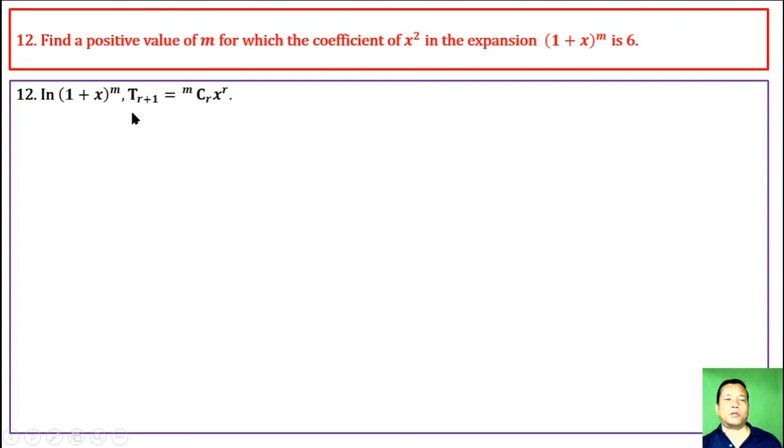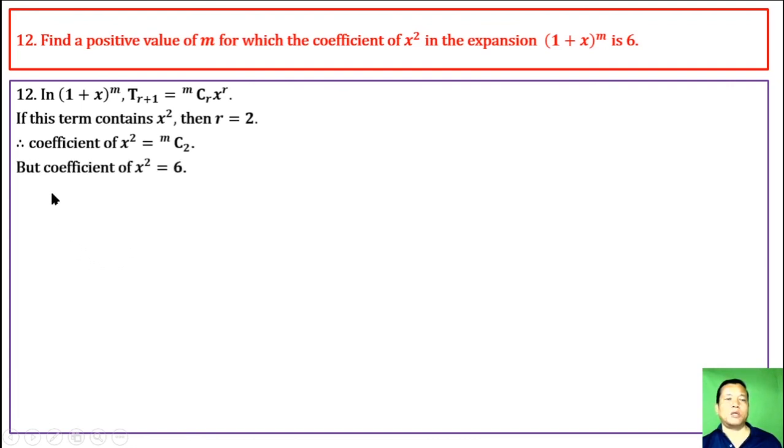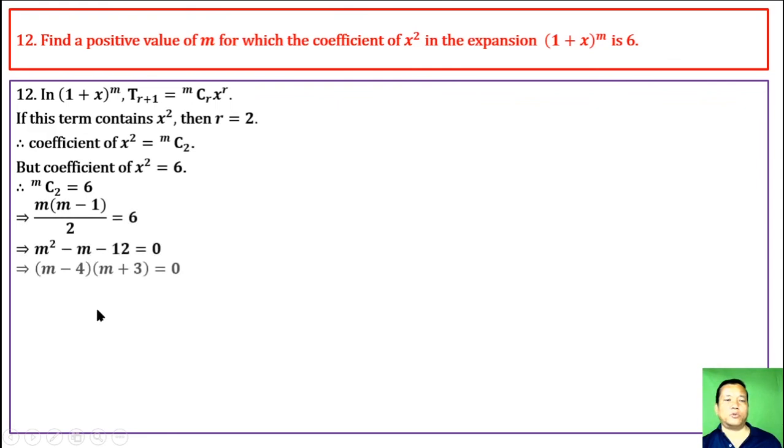We have T of r plus 1 is equal to mCr x to the power r. If this term contains x squared, then r should be 2. Therefore, coefficient of x squared is mC2. But coefficient of x squared is given as 6. We get mC2 equal to 6. Solving, we get m equal to 4, since m equal to minus 3 is invalid.